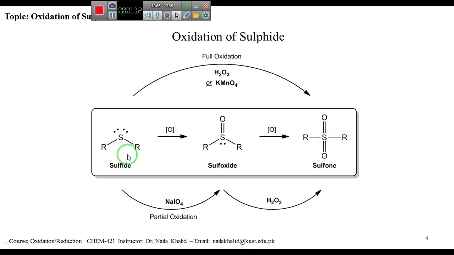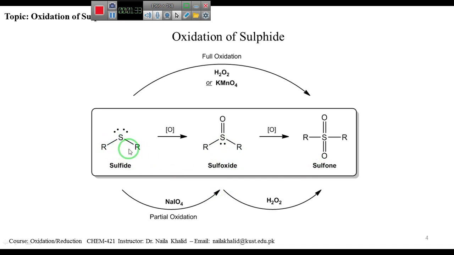So ethers are not easily oxidized as oxygen has no variable valency, but sulphide, due to presence of this sulfur, can be easily oxidized to give you sulfoxide, which is further oxidized to sulfone.